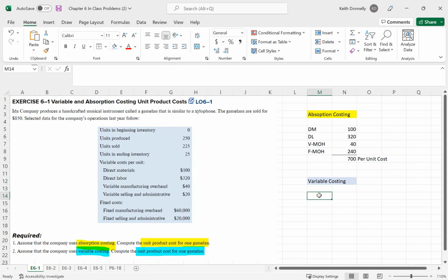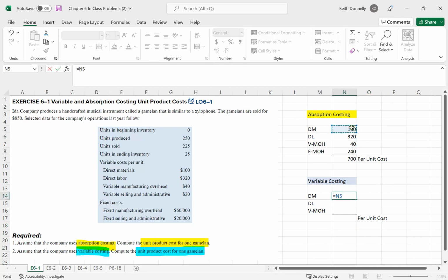All right. Now with this, similar setup to absorption costing. However, we're going to be excluding the fixed manufacturing overhead. In other words, that's not a cost that we capitalize. Instead, we expense our fixed manufacturing overhead in the period under variable costing. So we'll have our direct materials, our direct labor, our variable manufacturing overhead, and that will help us figure out our per unit cost.